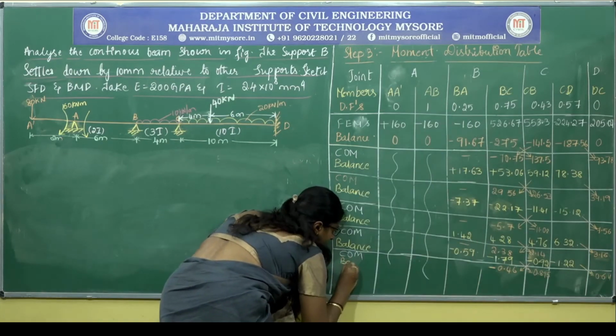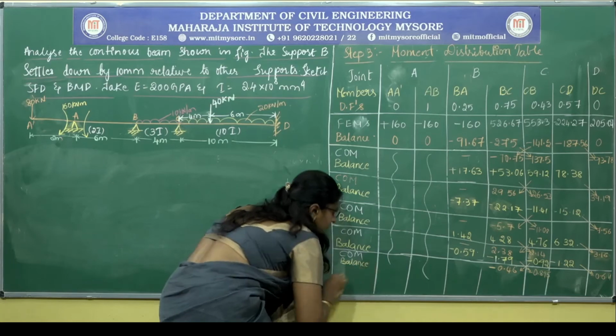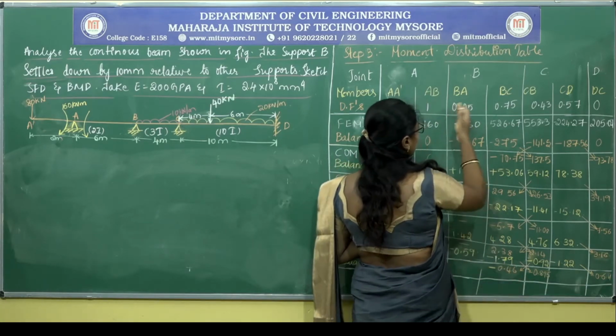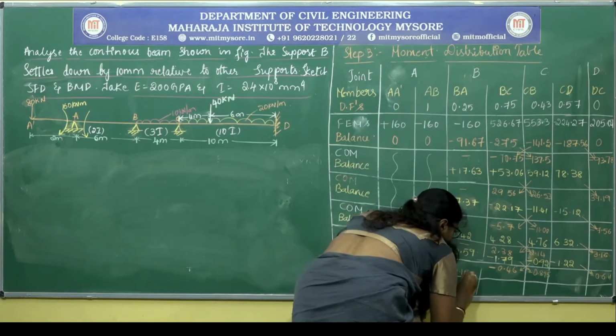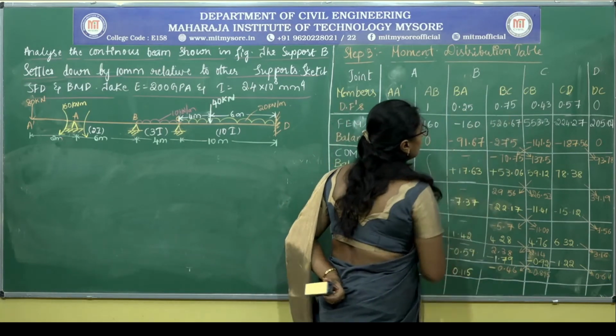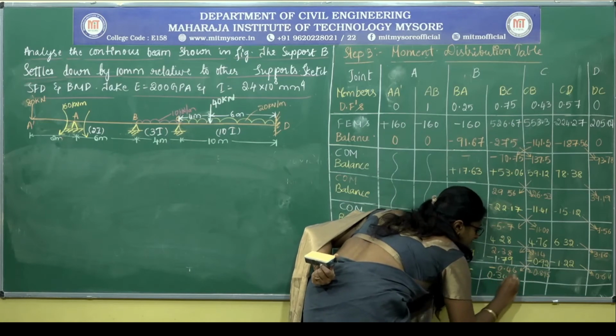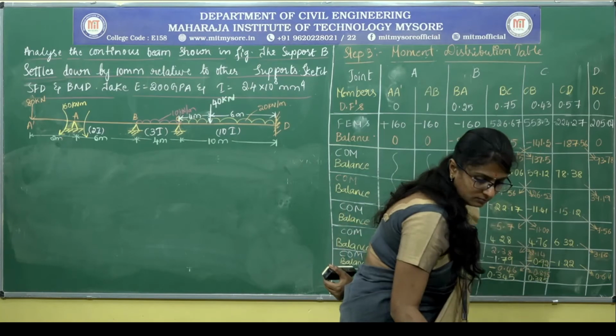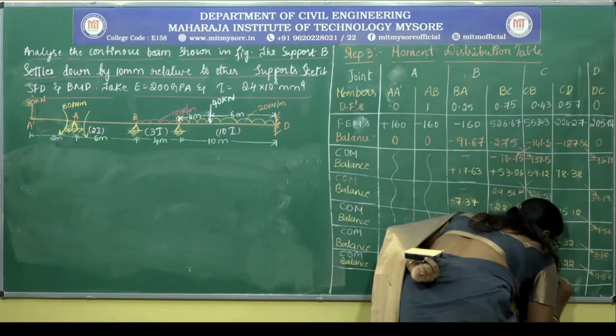Next is to balance. Minus 0.46 is the unbalanced moment. To balance this, plus 0.46 multiplied by 0.25 is 0.115. 0.46 multiplied by 0.75 is plus 0.345. 0.89 into 0.43 is 0.384, and for CD 0.510.